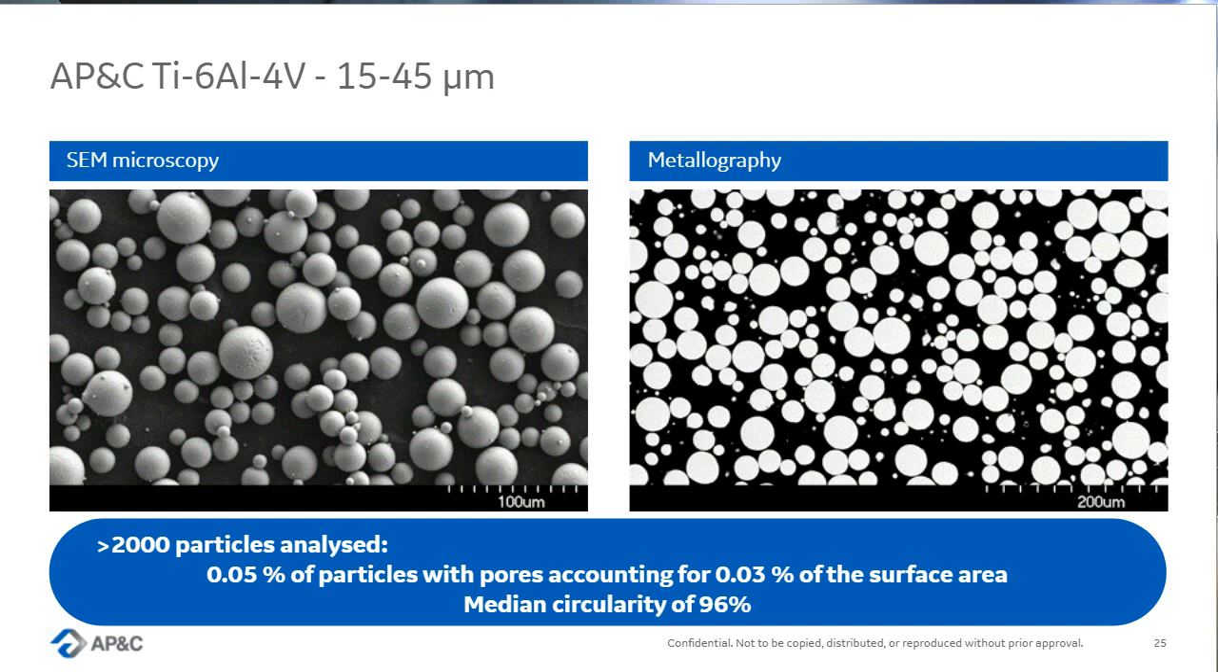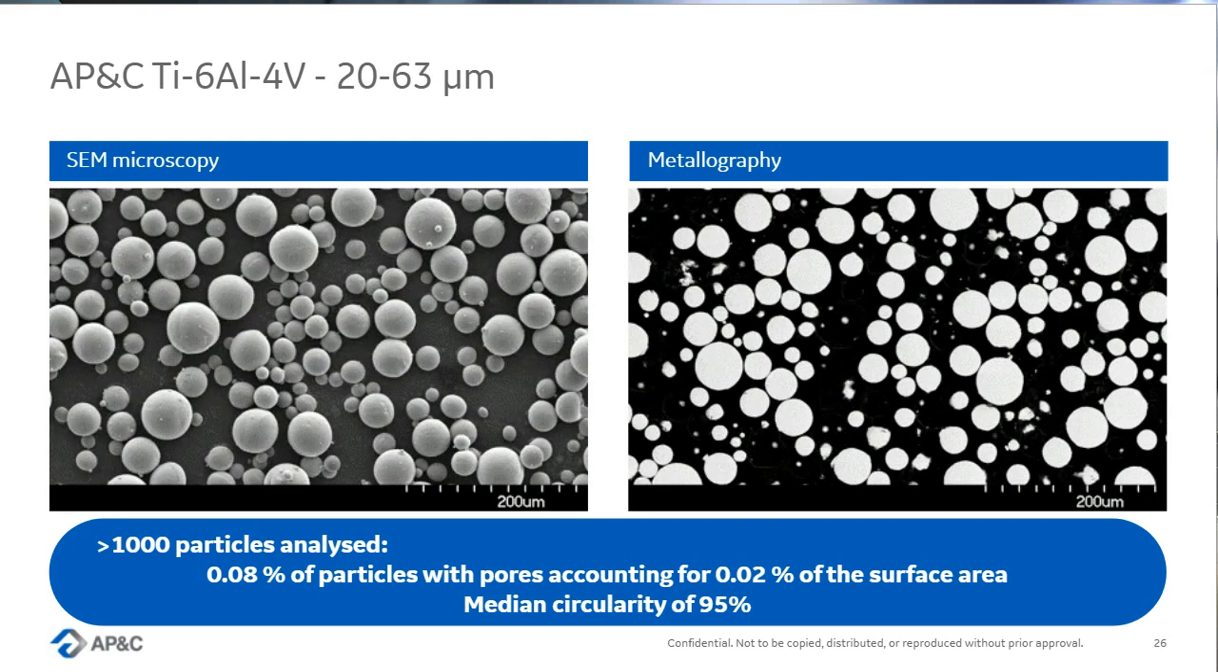So what we like to use is metallographic cross-section analysis. When you automate the image analysis, you can have a good statistical result. So we're showing here the difference between 1545, where we have 0.03% of the surface area that is porous with a median circularity at 96%, compared to 2063. Again, very low pores and very good sphericity, and even coarser. Coarser usually is more challenging in terms of porosity.